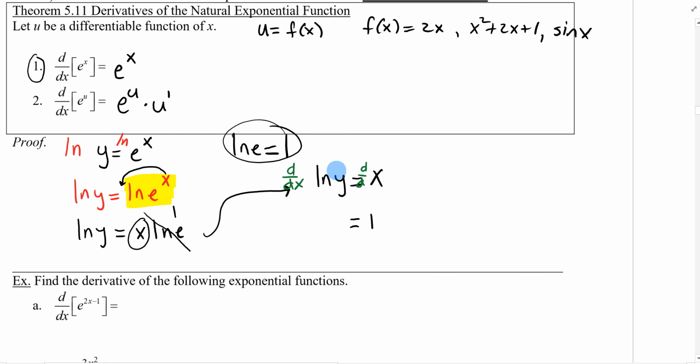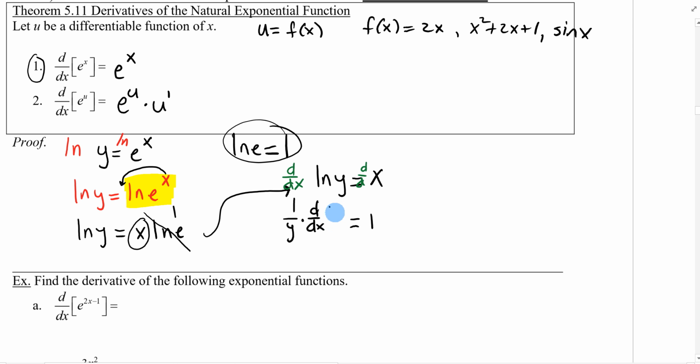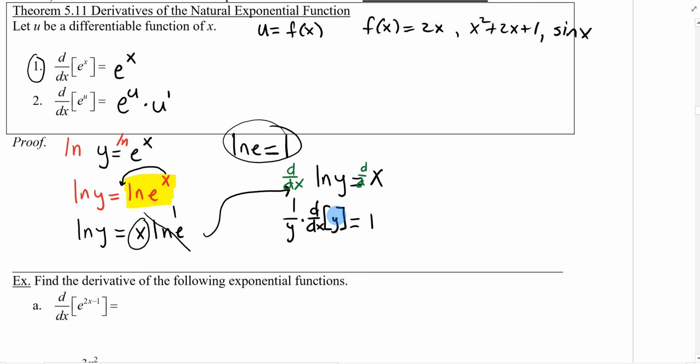What's the derivative of natural log y? Well, according to the previous video, it's 1 over y times the derivative of y, which we don't know. We don't know what the derivative of y is. You'll know what that is in a few days from now. So I'm just going to write it as derivative of y. According to the chain rule, it's 1 over u times the u prime, and the derivative of y is some derivative that we're going to figure out right now in a bit.